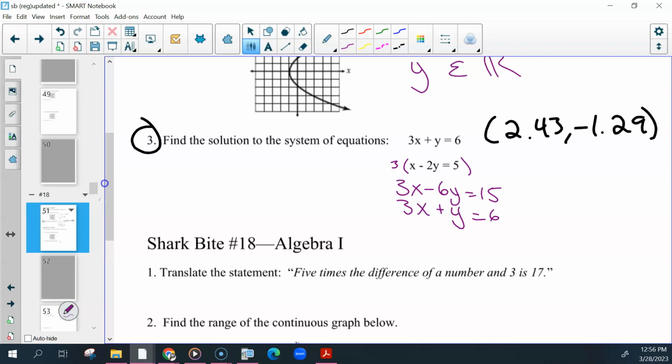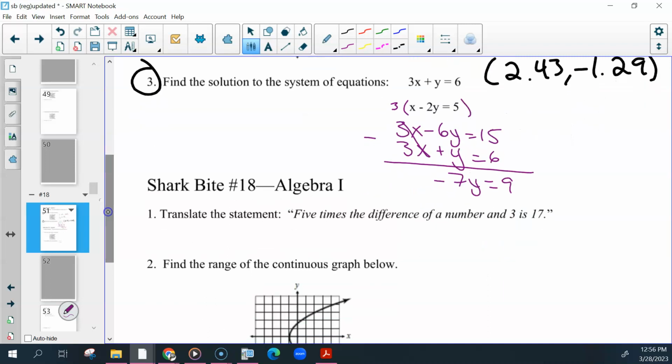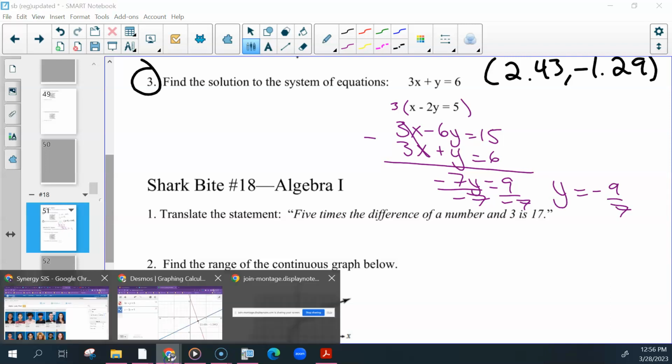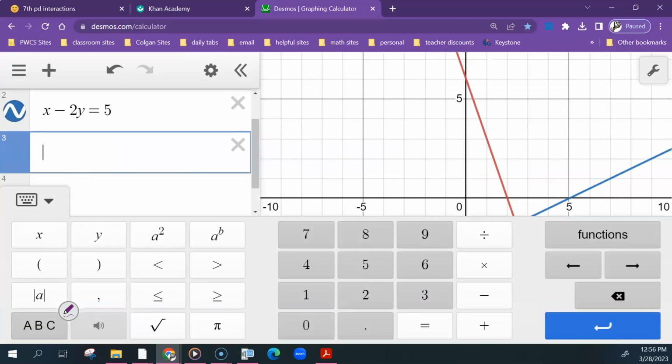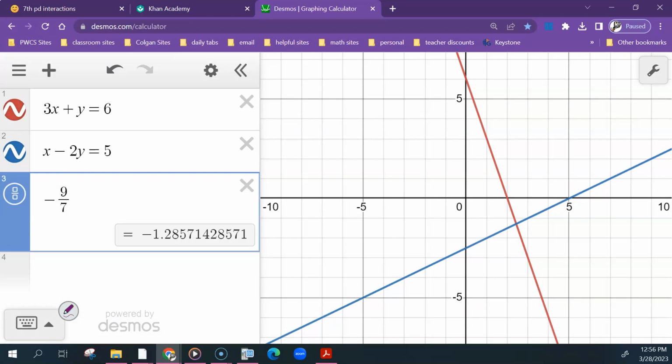In order to eliminate my x's, we would have to subtract. Negative 6y minus positive y would be negative 7y. 15 minus 6 is 9. So your y value is negative 9 sevenths. So if you were using Desmos or your calculator and you put that in to see what that is as a decimal, it would show that same number we found, but just with more decimals.